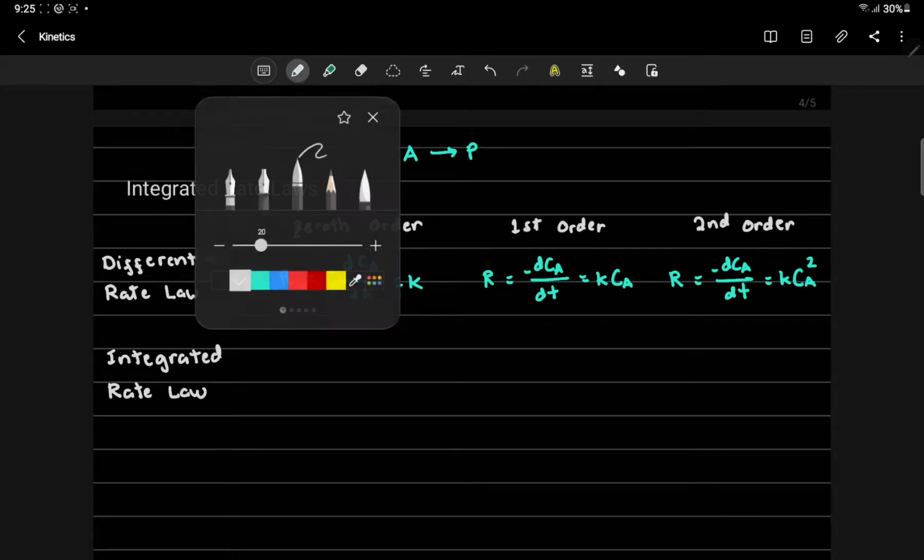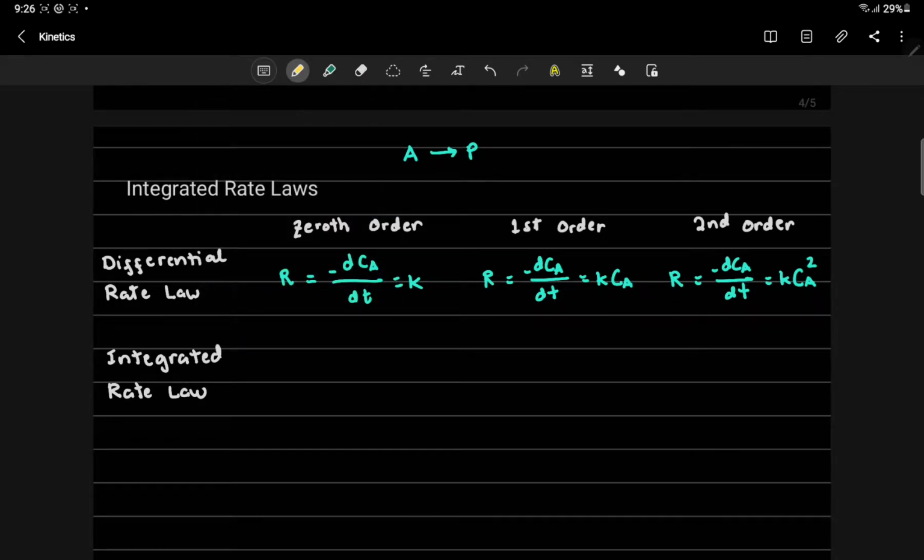So if we solve these differential equations, what will be the resulting expression for the rate law? So what you will obtain is something like this. For the zero order reaction, the concentration of A will be equal to the initial concentration of A minus the rate constant times t.